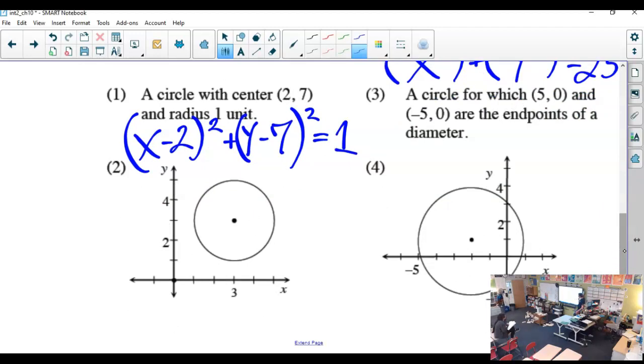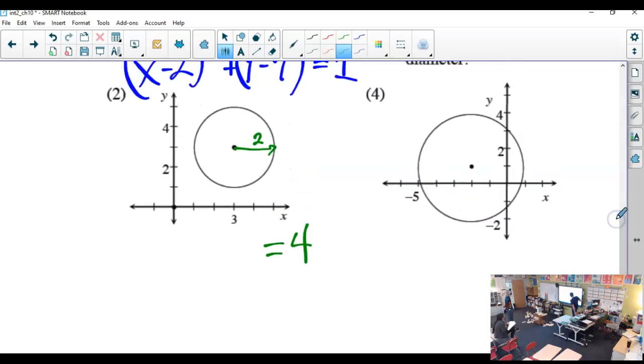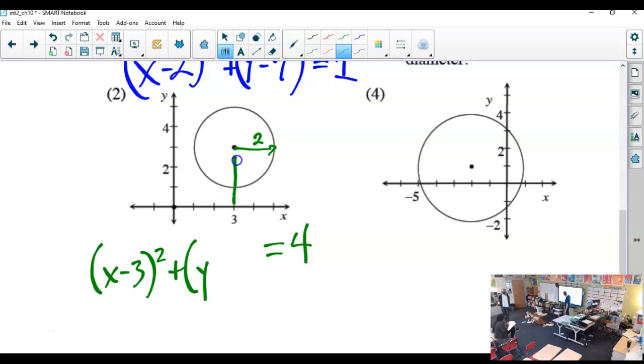What about 2? Well, the radius for it is 2. The radius is 2. So it equals 4. X minus 3 and then y squared and then y minus... Wait, y minus 5, right? What? No. The question is, where is this point? We're looking for the center. Oh, right. So it's y minus.